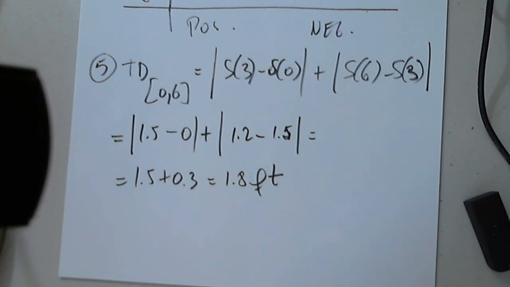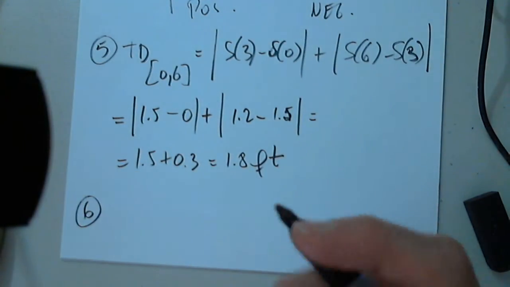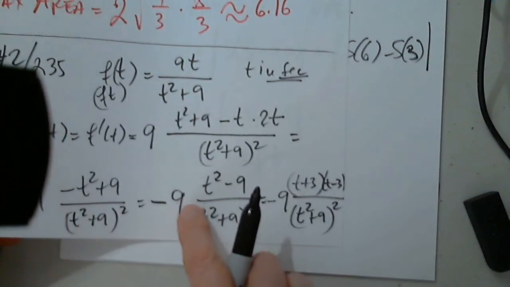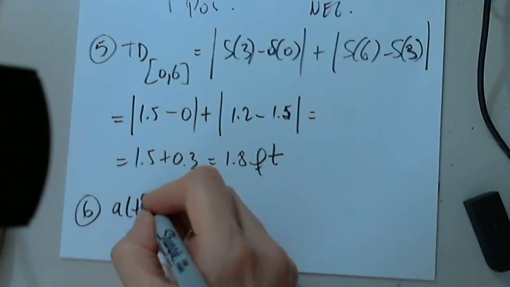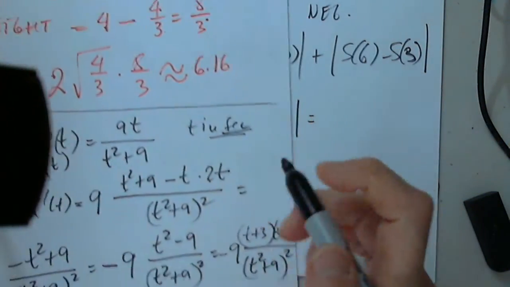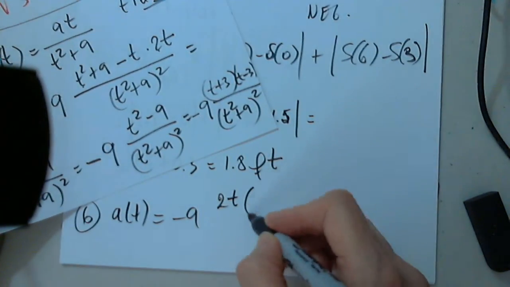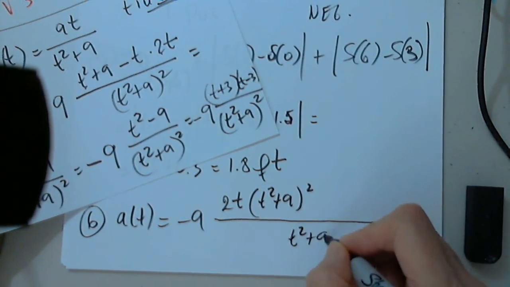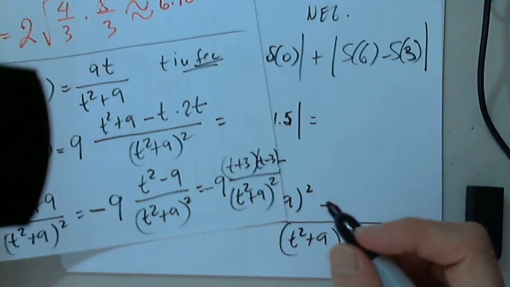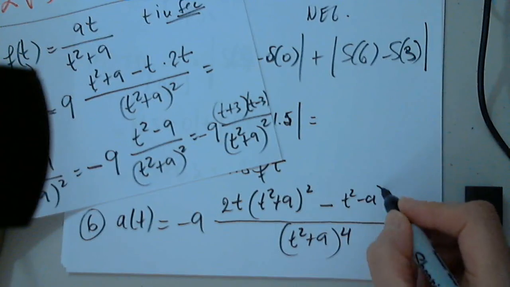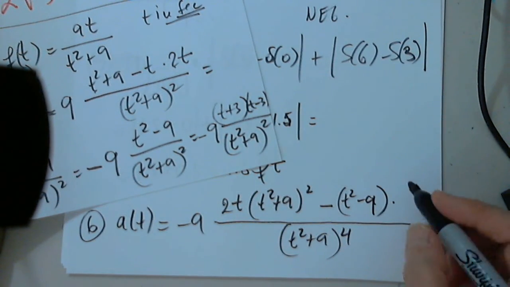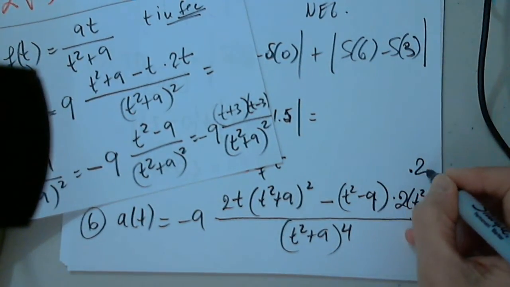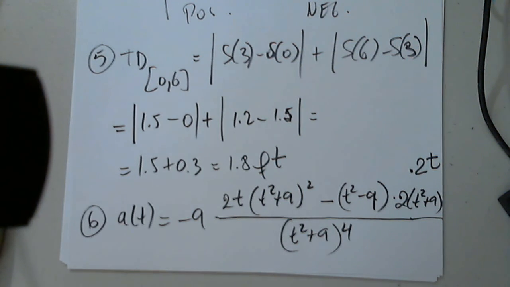Find the acceleration at time. Okay, so I will differentiate this for the acceleration, not this and not that. Negative 9 will wait patiently. The top prime is 2t times t squared plus 9 squared, minus t squared minus 9 times, watch me run out of room, 2 times t squared plus 9 times the inner function prime, always times the inner function prime.